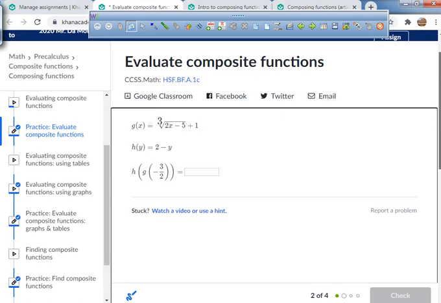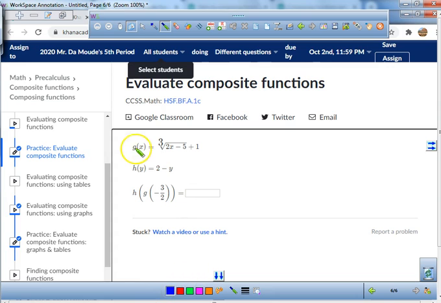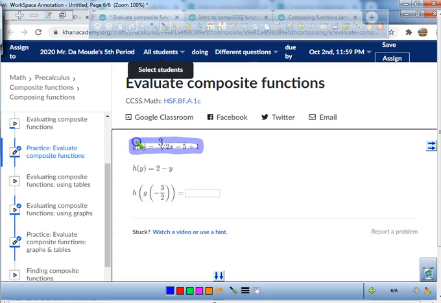All right, so now we're going to go over to this one. Scroll up a little bit. All right, so now we have this function. Wow, they really like to let you know that's a cubic function. That's a big 3 in that index. All right, then we have h of y, which is a linear function. And then what are we trying to find? h of g of negative 3 over 2.